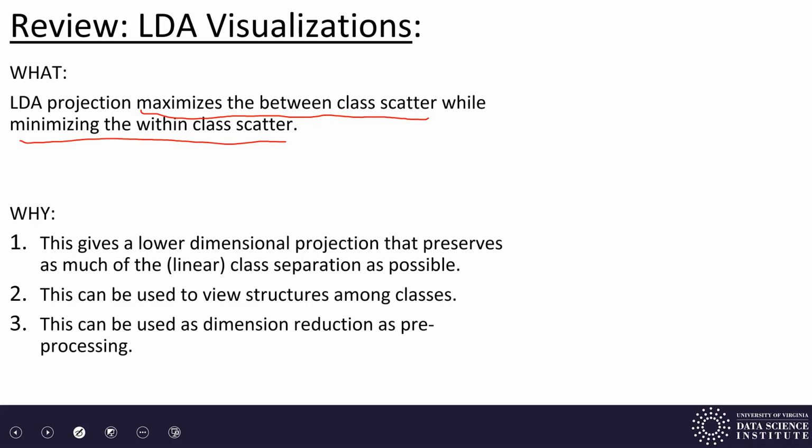One final note, there are other methods for dimension reduction that use nonlinear methods for understanding the data. We're not going to go into those, but it's worth being aware of those. PCA and LDA are the two most common, where PCA preserves the variance of the data, and LDA minimizes the within-class scatter and maximizes the between-class scatter, as we've talked about.